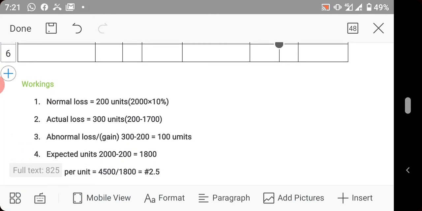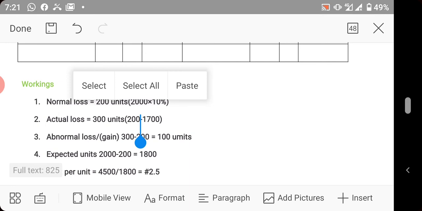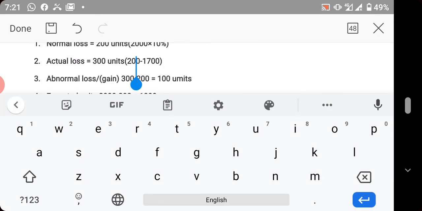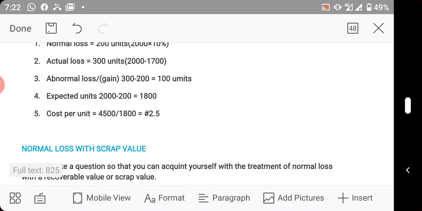So we'll now come to our workings. Normal loss is 200. You know how it was gotten already: 10% of 2,000. Actual loss is 300 units, which is 2,000 minus 1,700, that will now give us 300. So abnormal loss or gain will now be 300, which is actual loss, minus 200, which is normal loss, will give you abnormal loss of 100 units.